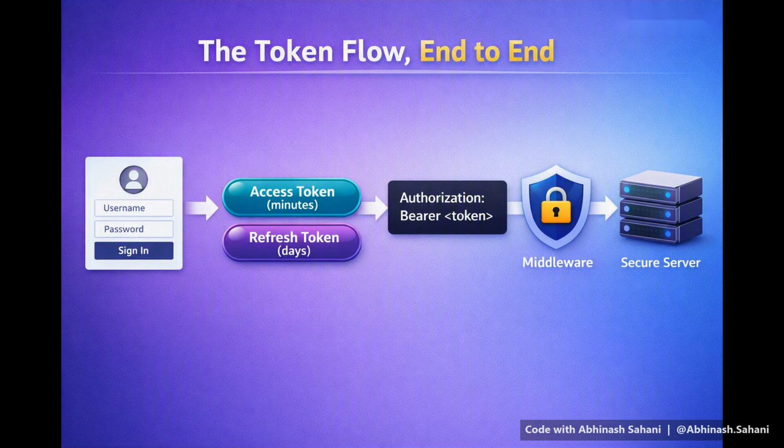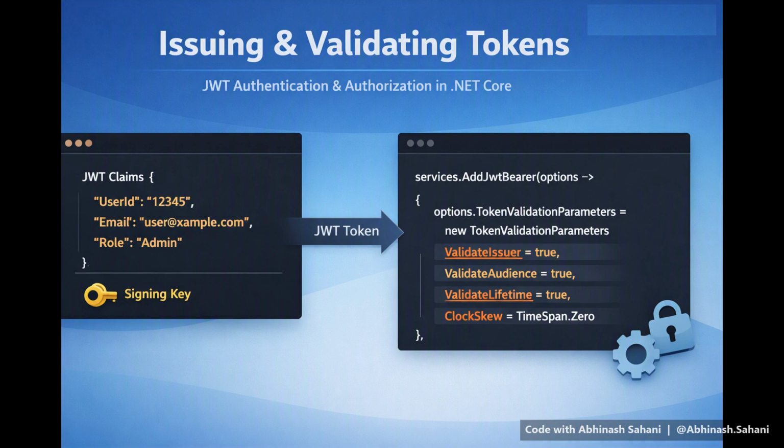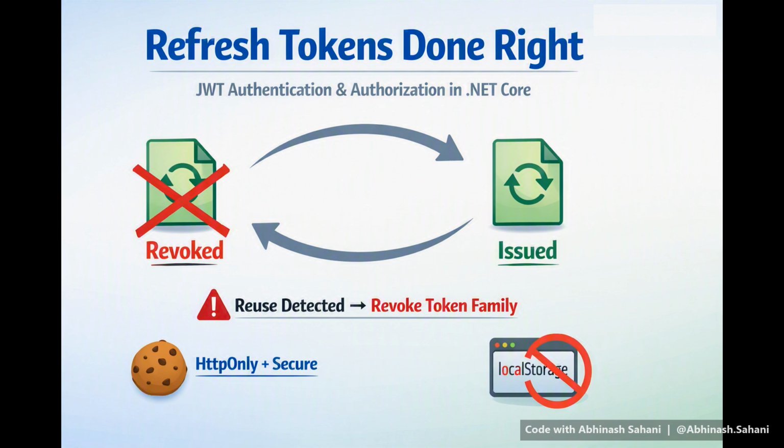Issuing a token means signing a set of claims, user ID, email, role, with a secret key, and setting a short expiry, around 15 minutes. On the validation side, AddJwtBearer checks the issuer, audience, lifetime, and signing key. Keep ClockSkew tight. The default 5-minute leeway silently extends every token's real lifetime, so 30 seconds is enough for clock drift without masking expiry. And that signing key belongs in configuration or a secret store, never hard-coded, even in a sample. Refresh tokens need their own discipline.